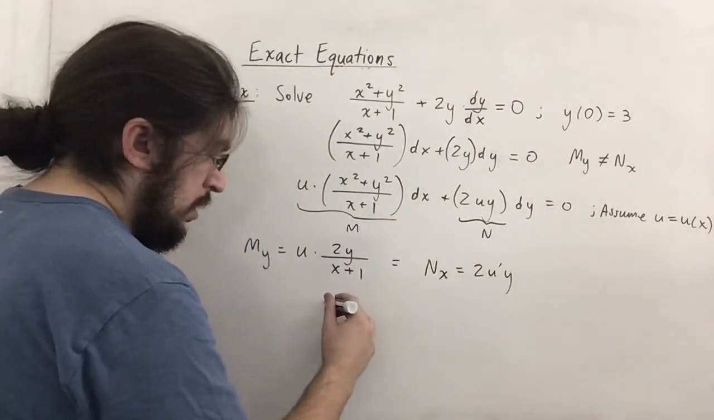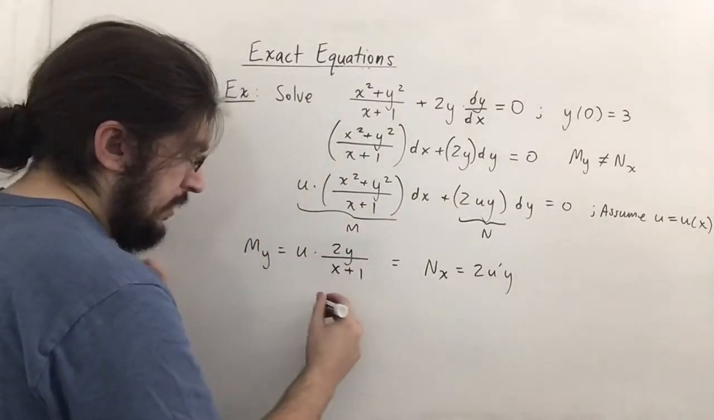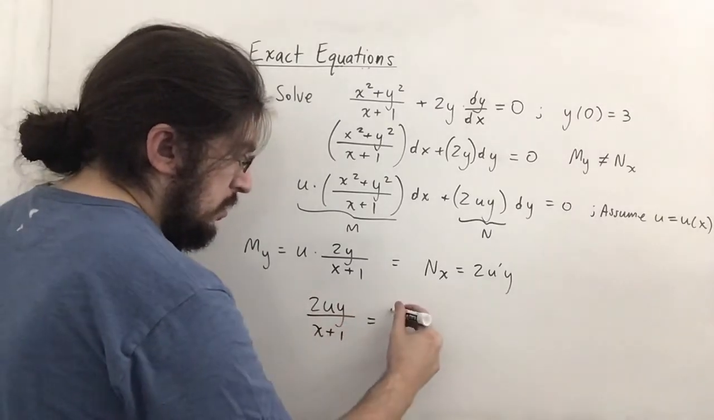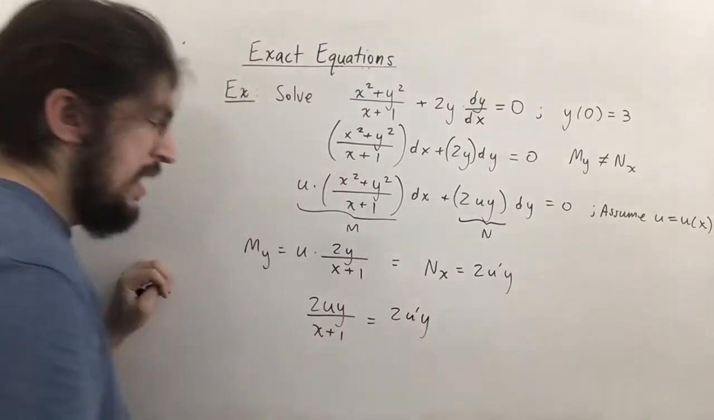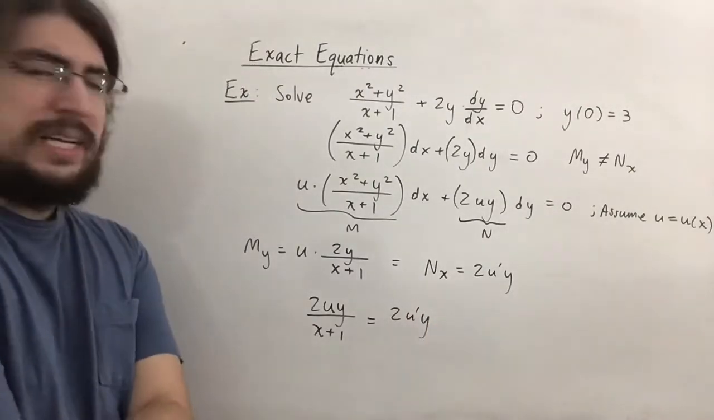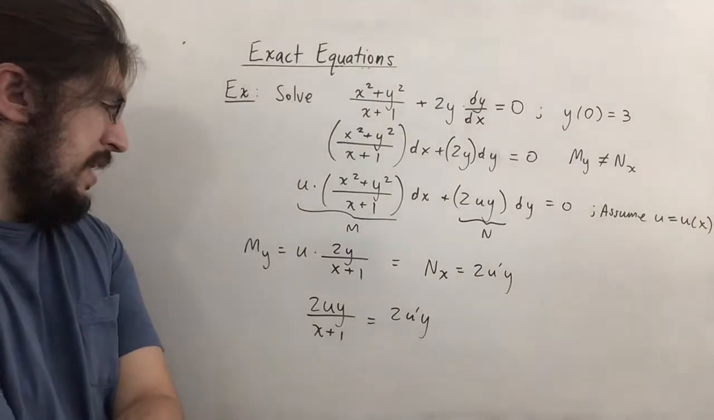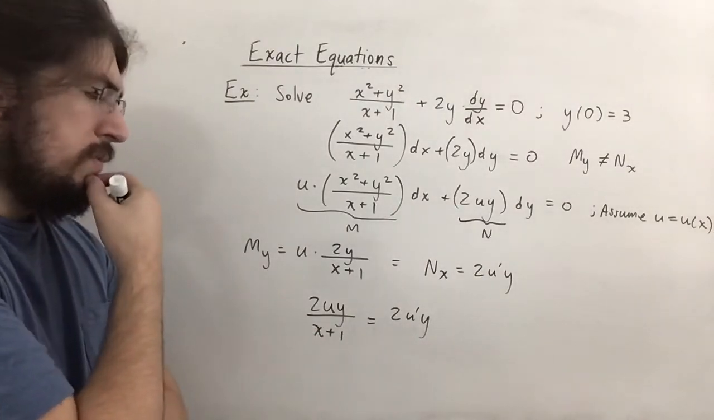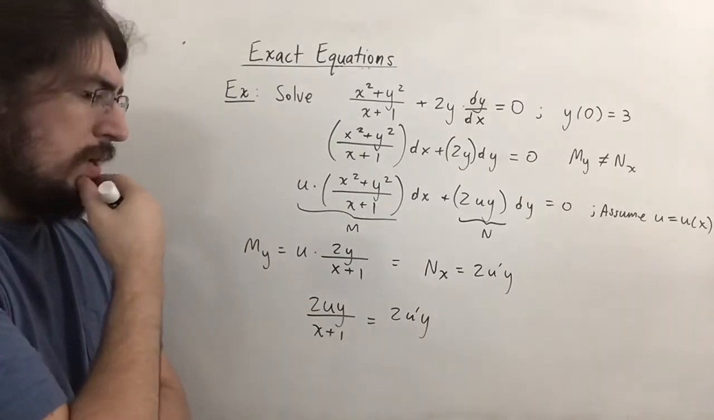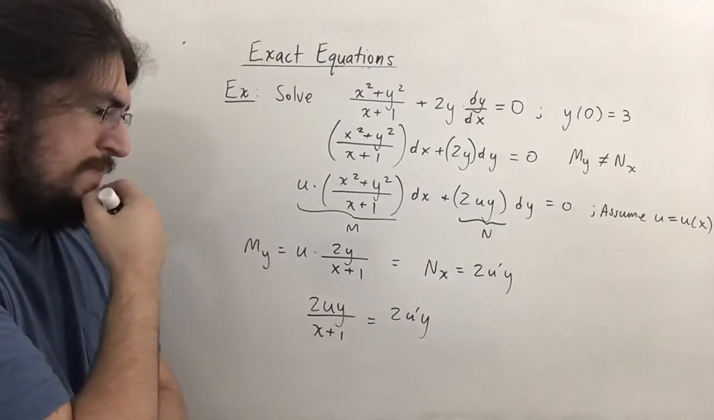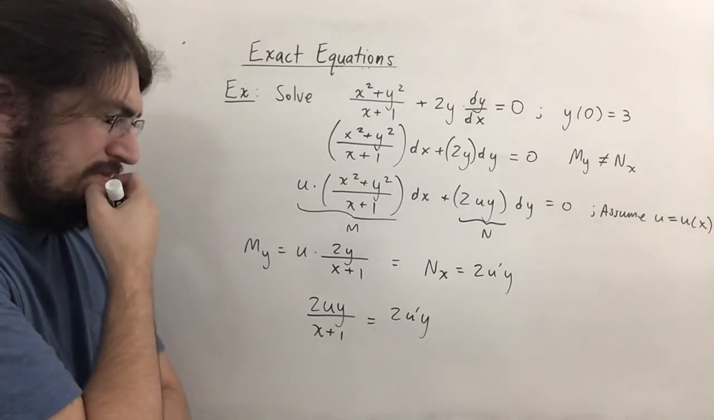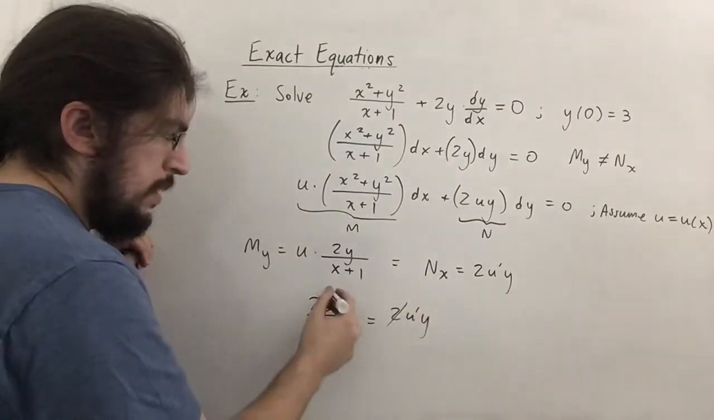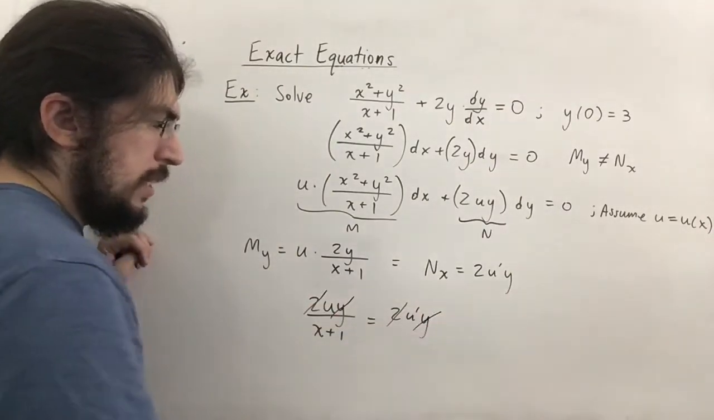Well, we want them to be equal. So let me write it like this: 2uy over x plus 1 is equal to 2u prime y. And how can we solve this? Maybe this is like a separable equation, possibly. It's a little hard to tell. The good news, I think, is that u is in terms of x only, like I said. So we can possibly move all u's to one side. Yeah, I think that's a good idea. Let's do that. Notice we can just divide by 2 straight up. We can also divide by y straight up too, so that's nice.